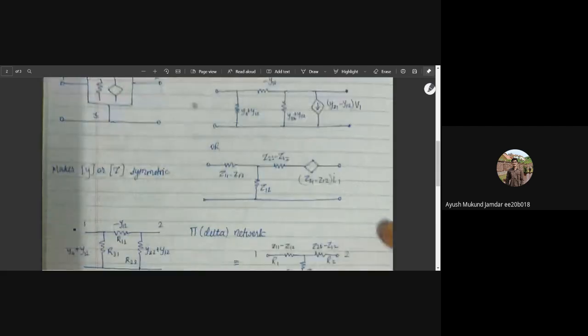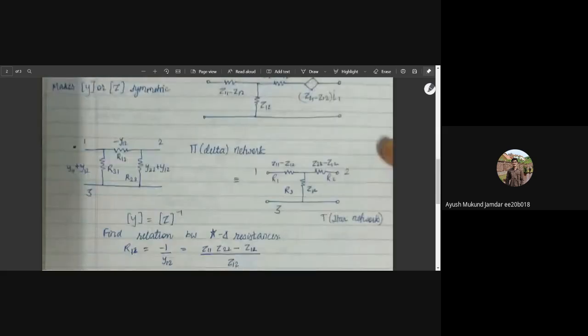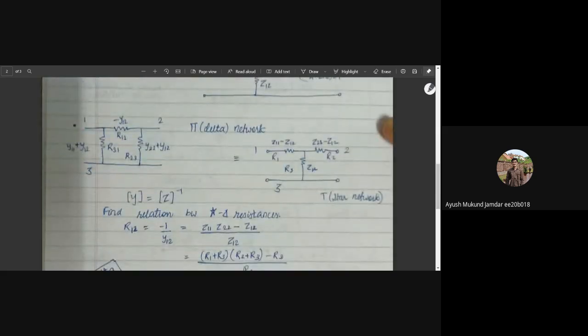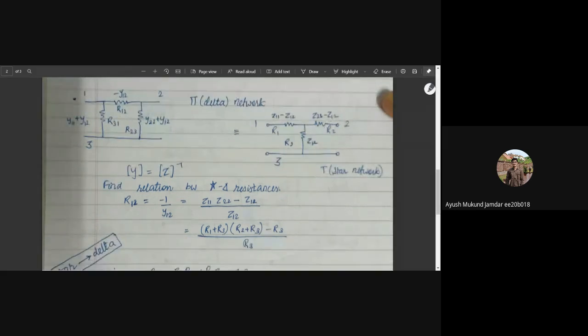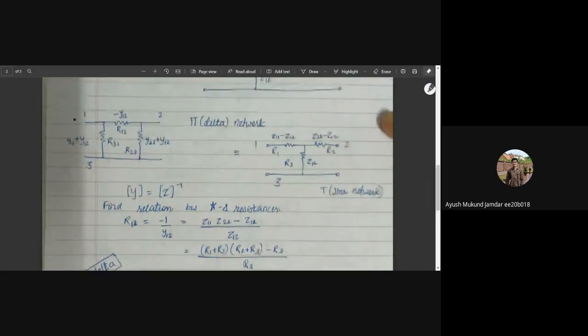After going through this, one may just recall that Y and Z parameters, when we are talking about the same circuit, are inverse matrices. That is, Y is Z inverse. So we can find a relation between the two networks. At this point, I should also say that the pi network is also called the delta network, and the T network is known as the star network. So let's say in the delta network, we have minus Y12 as R12, Y11 plus Y12 as R31, and R23.